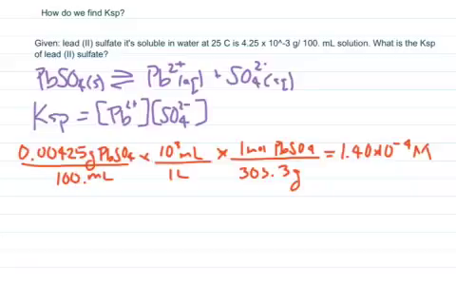my molarity. Now I want to find the molarities of my ions. So what I need to do is actually look at this reaction and go, okay, if I have 1.40 times 10 to the minus 4 molarity, I also would have 1.40 times 10 to the minus 4 molarity for lead, as well as for the sulfate, because it's a 1 to 1 to 1 reaction.